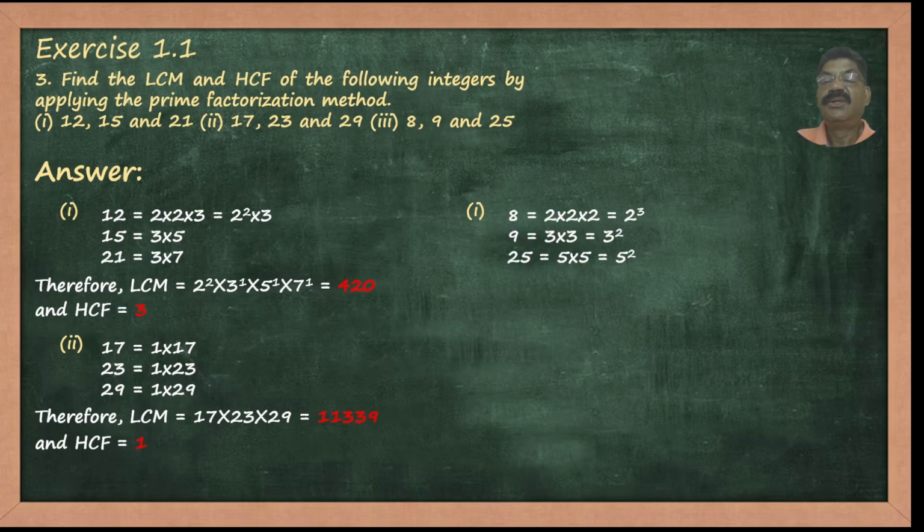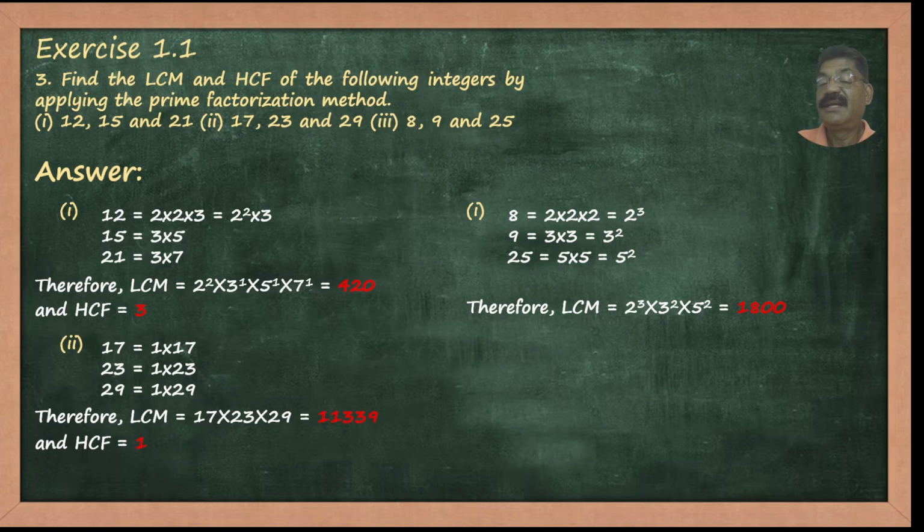8 is equal to 2 cube, 9 is equal to 3 square, 25 is equal to 5 square. Here, the numbers are not prime numbers, but the prime factorizations are different. 8 is equal to 2 cube, no other factor. 9 is equal to 3 square, no other factor except 3. 25 is equal to 5 square, other than 5, no factor. Therefore, the least common multiple is equal to 2 cube into 3 square into 5 square. Just a product of the numbers, which is equal to 1800.